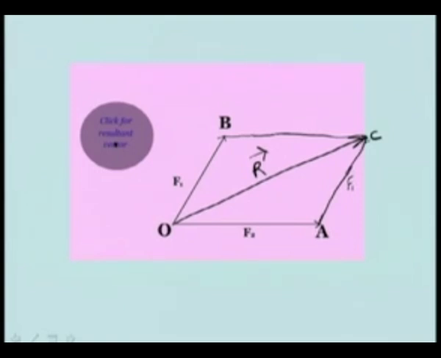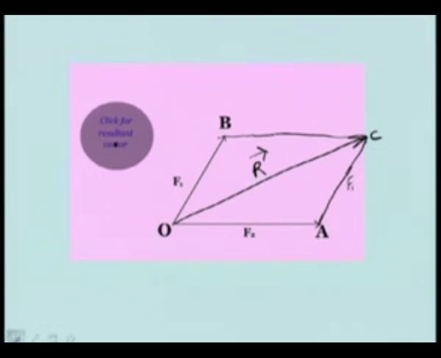This R is basically represented by the third side. But if we move in a cyclic manner, then this is OA, OC, and the third side should be CO like this, but this force is of course in the opposite direction.